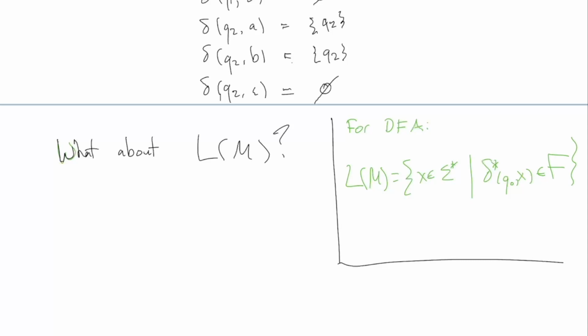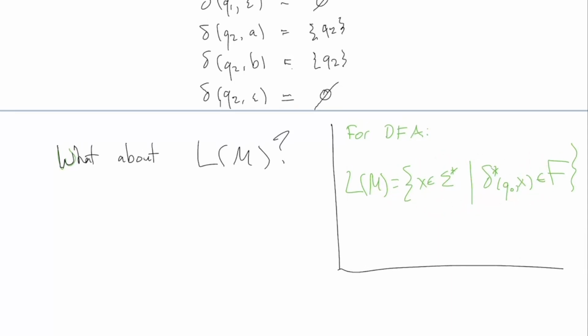So remember what this means. The delta star means it's like delta, only you do an entire string, not just a single letter, but you read an entire string. And this means if you start in the starting state and then you read the string X, where you end up is in one of the accepting states. That's what F means. So I would like to more or less write the same thing. You can actually more or less write the same thing, but we need to talk first of all just briefly about what delta star means in our case.